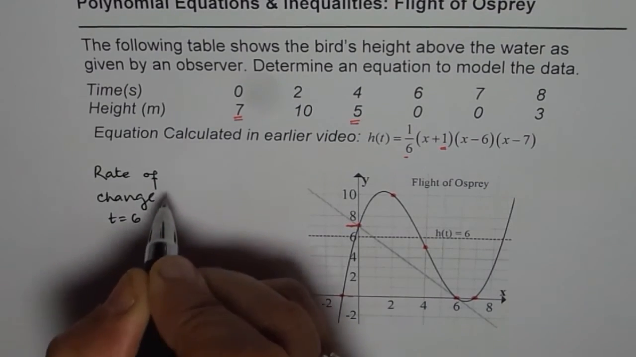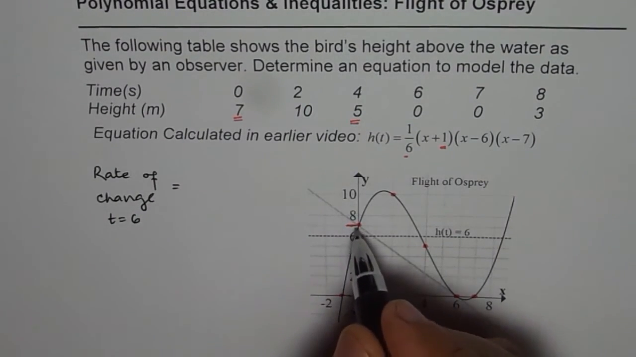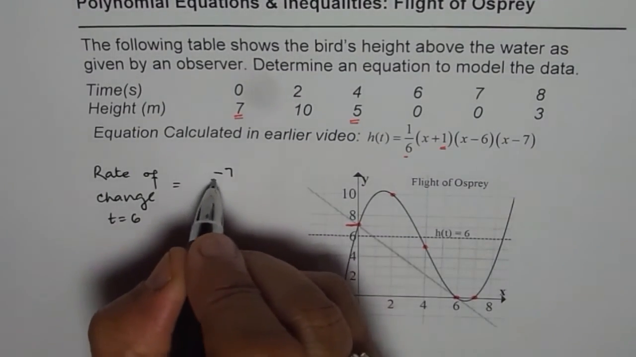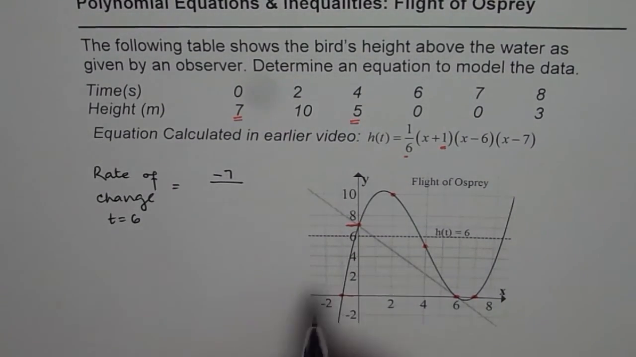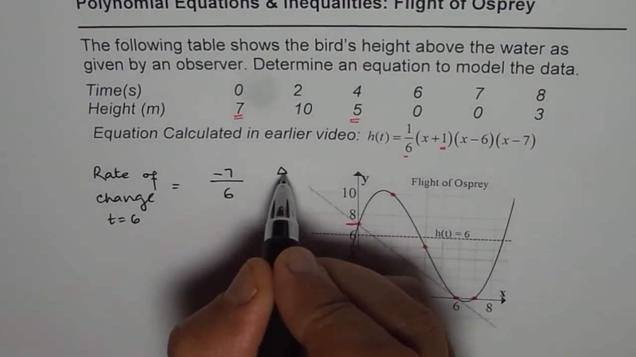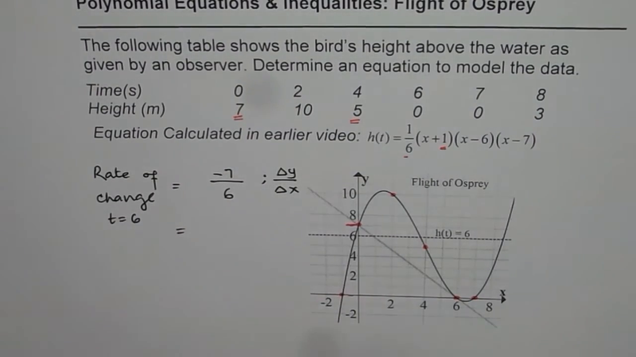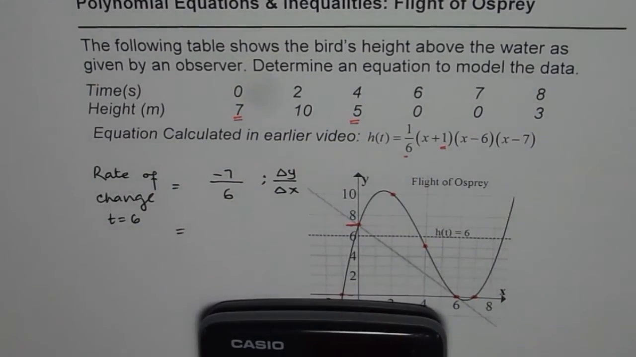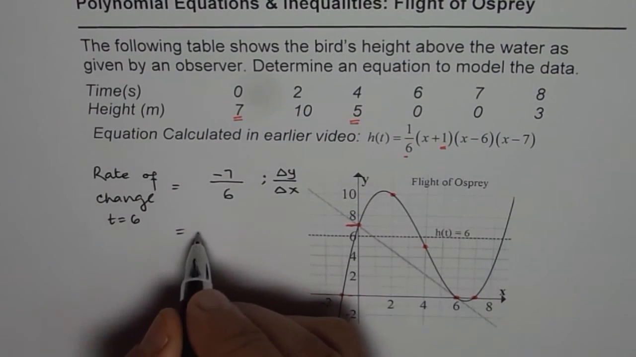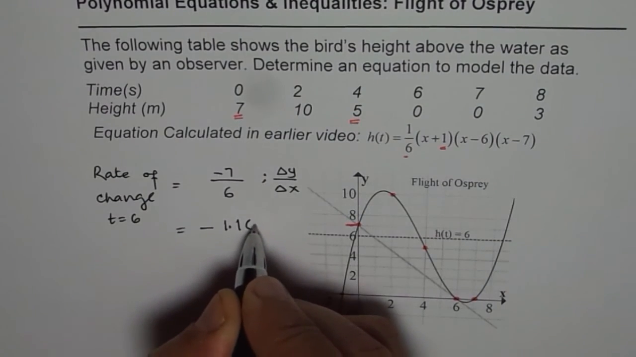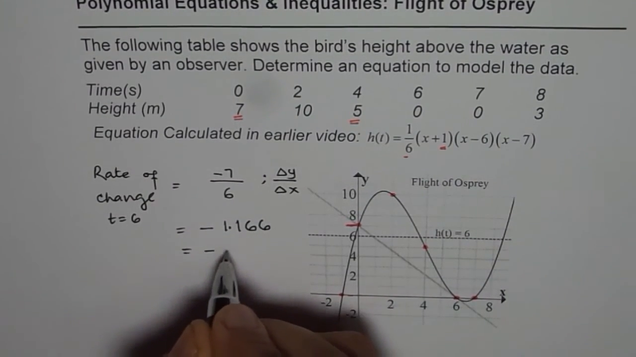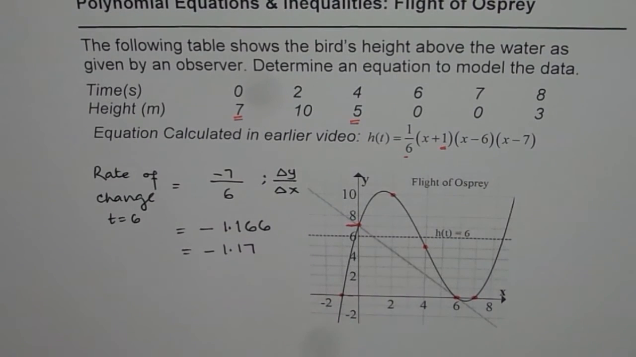at t equals 6 is, from this graph, negative 7 over 6, okay? The y value changes by negative 7 and the x value change is 6, right? So what we did here is delta y over delta x, that is the rate of change, right? So we can calculate this using the calculator. We'll do 7 divided by 6, which equals 1.166. So it is negative 1.166, which is approximately negative 1.17, and that is what we got when we did it algebraically also, right?